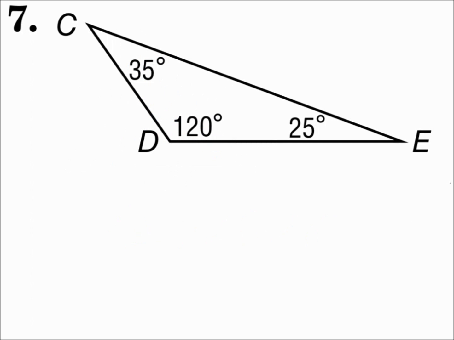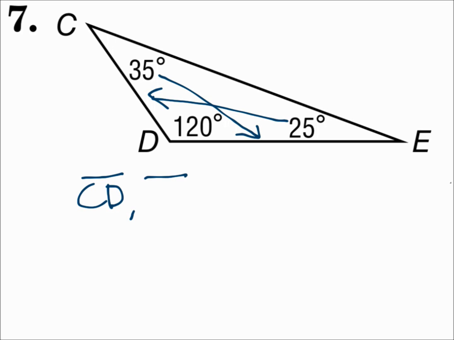For number 7, in this triangle you have the 3 angle measures. Now find the 3 sides from smallest to largest. The smallest angle is angle E. It's across from the smallest side, segment CD. The middle angle is angle C. It's across from the middle side, segment DE. The largest angle is angle D. It's across from the largest side, segment CE.